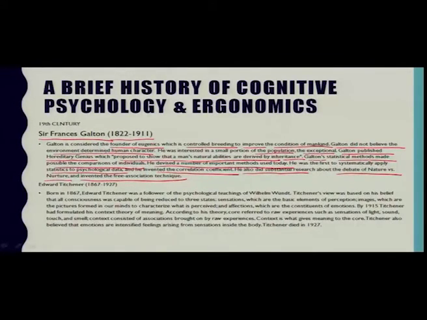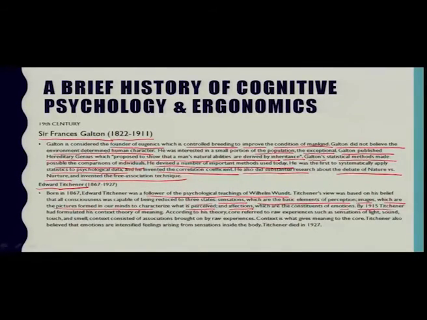There is one more scientist, Edward Titchener. Edward Titchener was born in 1867 and he was a follower of the psychological teaching of Wilhelm Wundt. Titchener's view was based on his belief that all consciousness was capable of being reduced to three states: sensations, which are basic elements of perception; images, which are the pictures formed in our minds to characterize what is perceived; and affections, which are constituents of emotions.